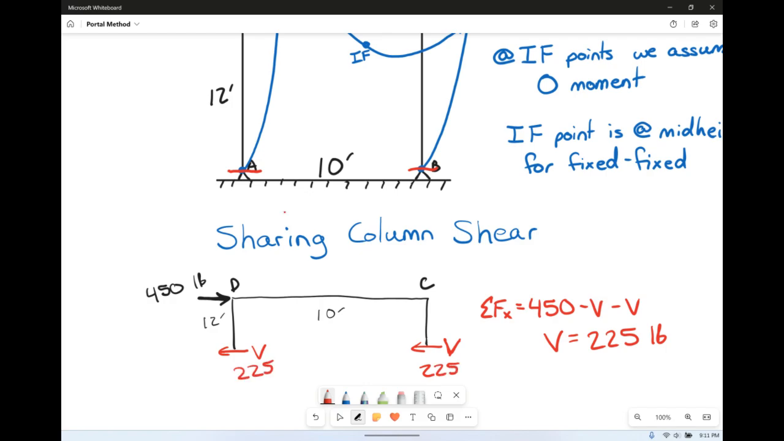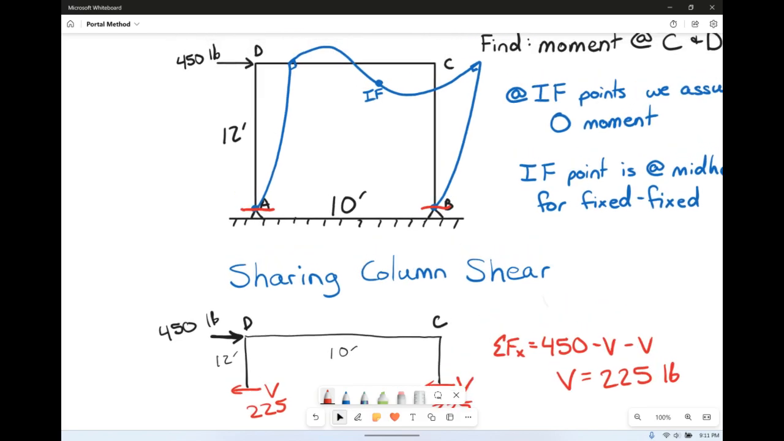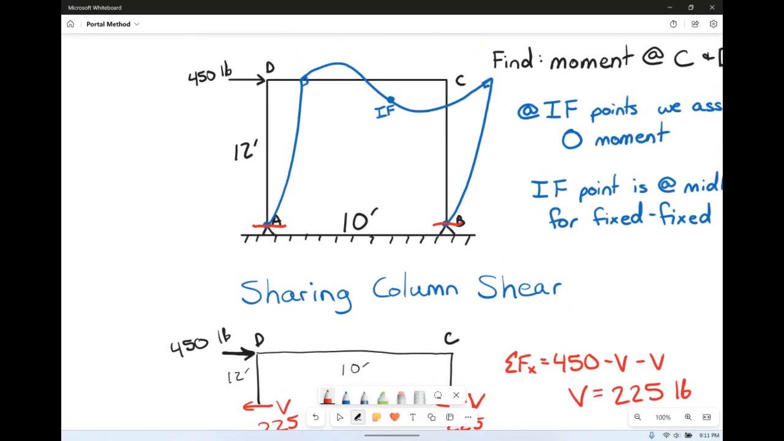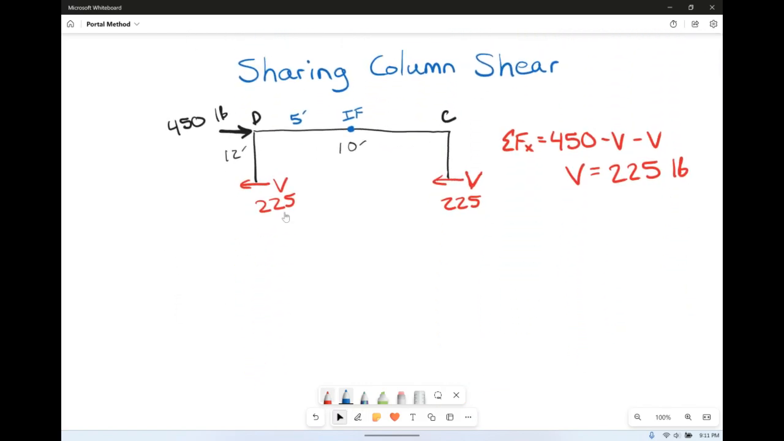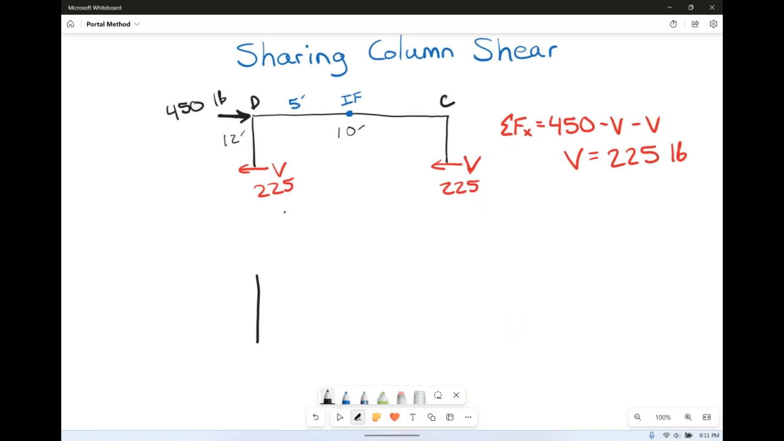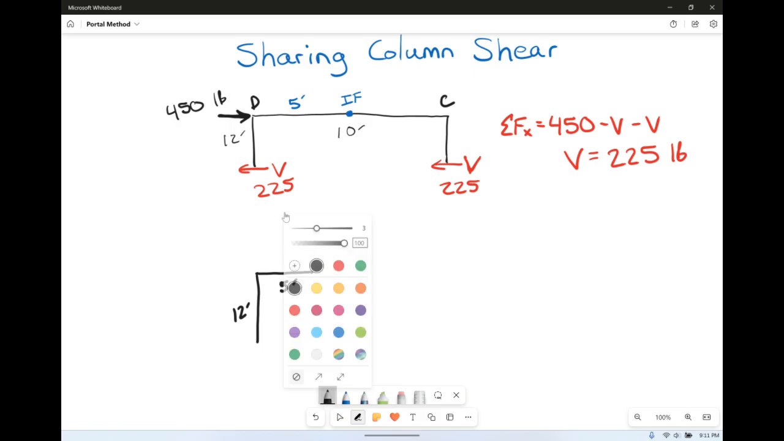Next, what we're going to do is analyze our side D. If our inflection point happens right here at the middle, then we're going to just look at the 5 feet over here to the left. So we're going to draw a new free body diagram just for D. Again, he's a total of 12 feet tall, but this time only 5 feet wide.